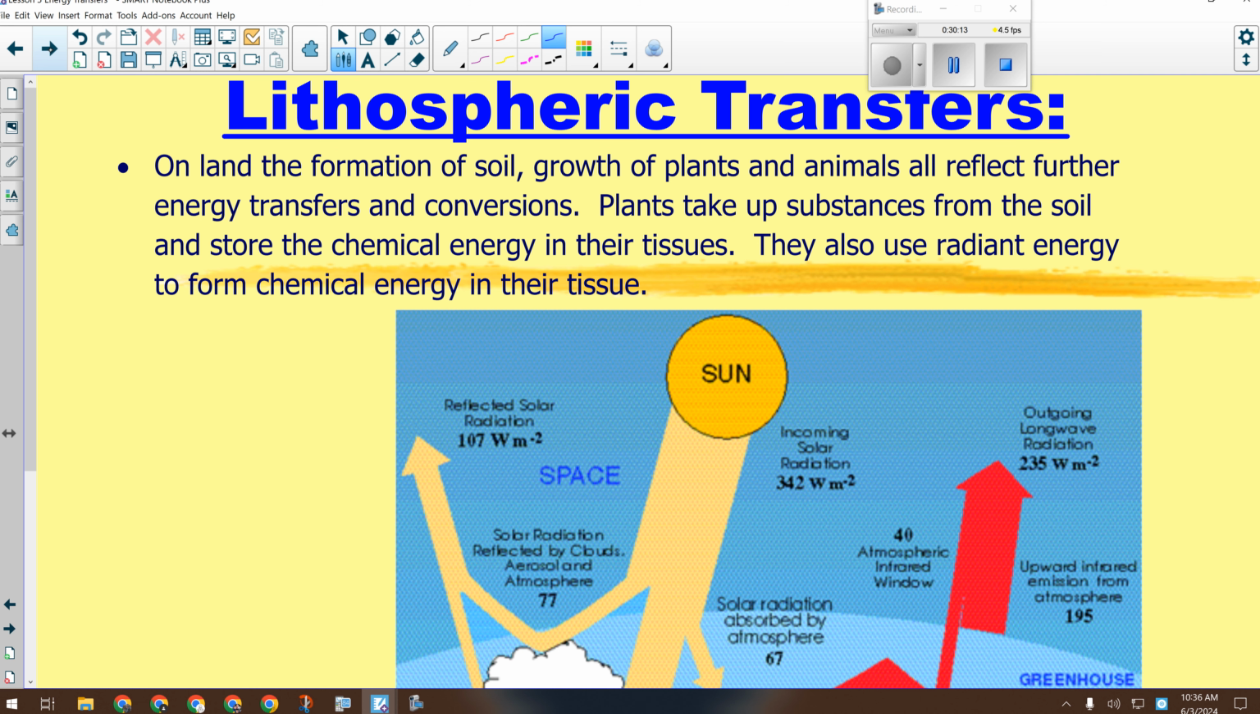And then for the lithosphere, again, it's not big on energy transfers. It's bigger about conversion and absorption. It's about albedo. It's about providing soil for plants so that plants can convert solar energy directly into chemical energy. That's the role of the lithosphere.